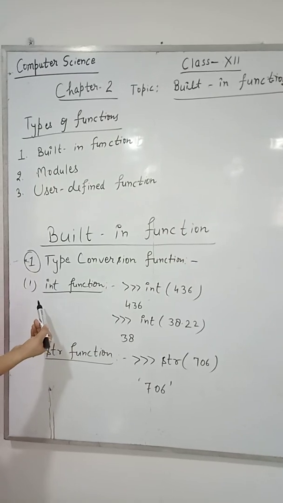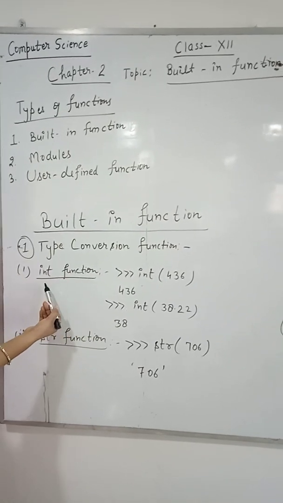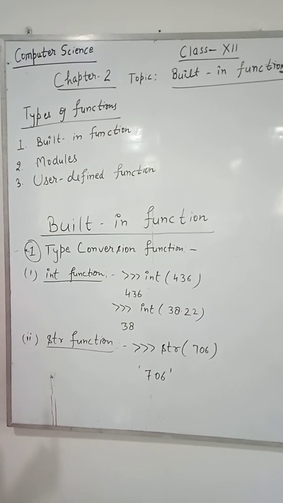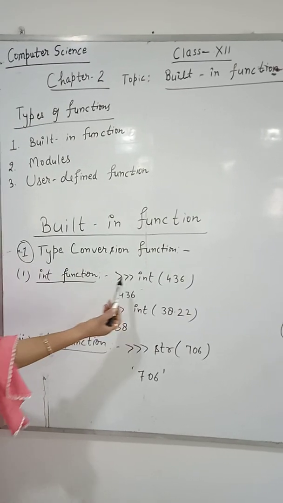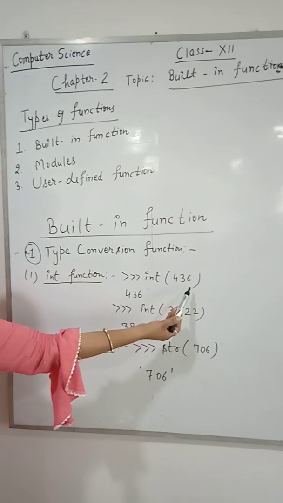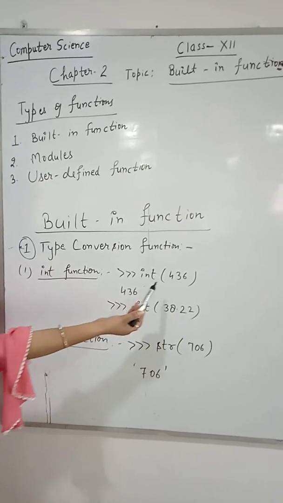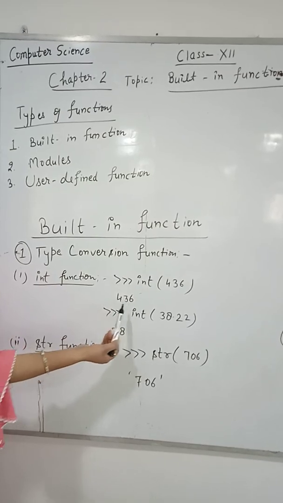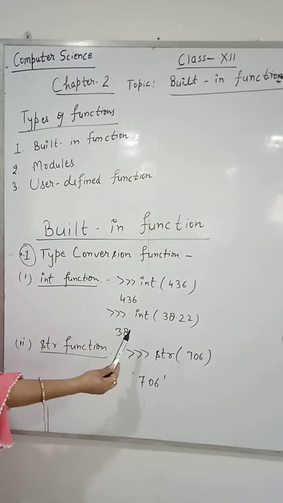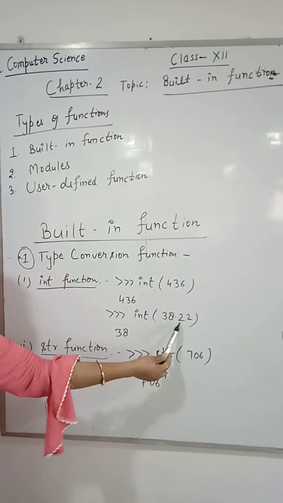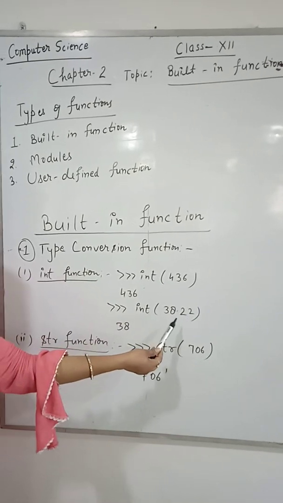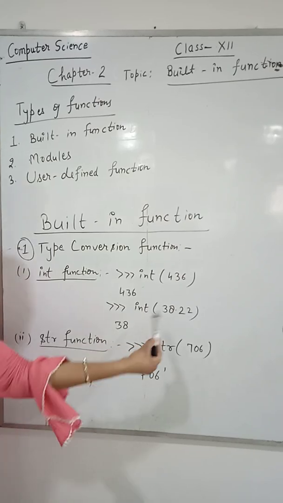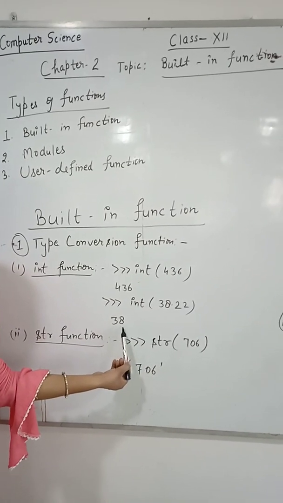Under this category we have the first function, that is your int function. Int function is basically used to convert the data into the integer value. For example, int(436). You can see here 436 is already an integer value, so it will give the same output, that is your 436. Next example, int(38.22). 38.22 is a float value, students, so it will convert the float data into the integer value, that means output will be 38.